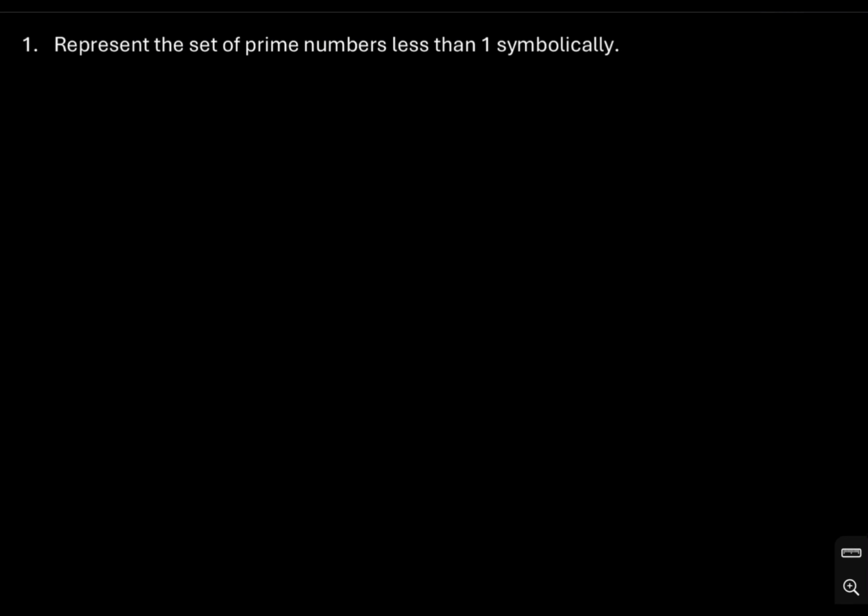So for this first lecture problem, it says represent the set of prime numbers less than 1 symbolically. So first you need to recall, what is a prime number? A prime number is going to be a whole number greater than 1 that cannot be exactly divided by any whole number other than itself and 1. So for example, we know that 3 is a prime number because we can divide 3 by 1 and 3 and we'll still get a whole number back out of that division.